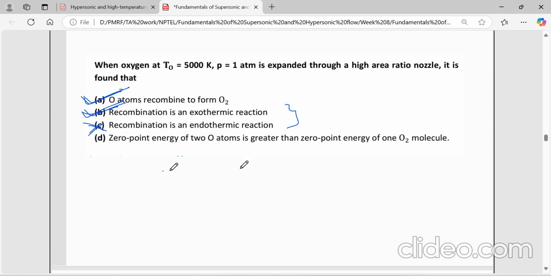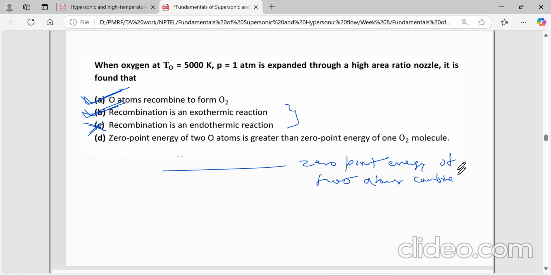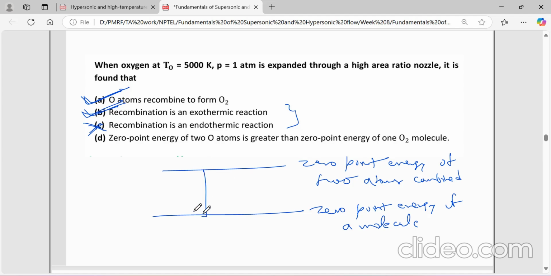And we have already seen that the zero point energy of two atoms combined will be greater than zero point energy of a molecule. If there is, let's say, dissociation or decombination of two molecules, then this delta will be greater than 0. So option D is also correct.